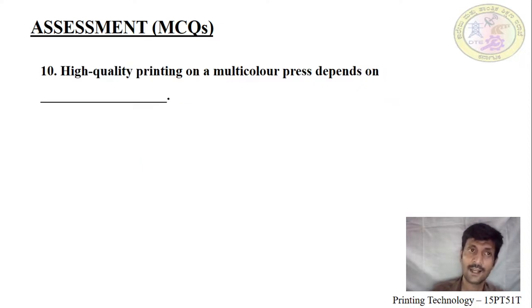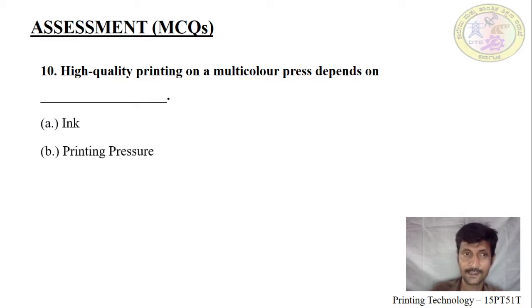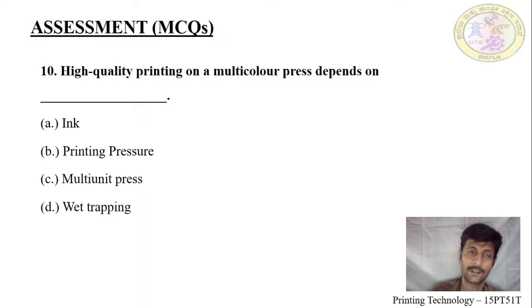Next. High quality printing on a multicolor press depends upon ink, printing pressure, multi-unit press, or wet trapping. Normally in a multicolor printing press, after printing one color, a little bit of drying takes place, but the ink does not dry completely, and in a wet condition it transfers to the next unit. This is called the multicolor printing process.